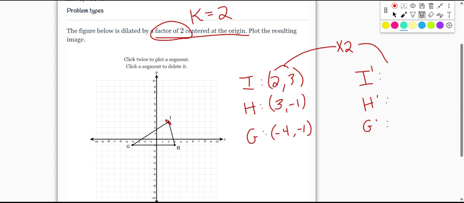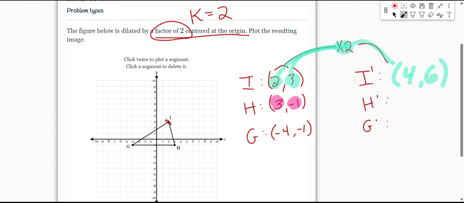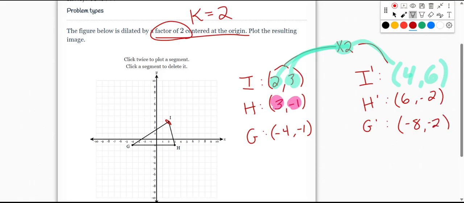Let's start with I. I is located at 2, 3. 2 times 2 is 4. 3 times 2 is 6. Now we'll go to H. 3 times 2 is 6, and -1 times 2 is -2. Do the same thing for G, and you'll get -8, -2. We may have made a math mistake, but I think we'll know as soon as we graph it.